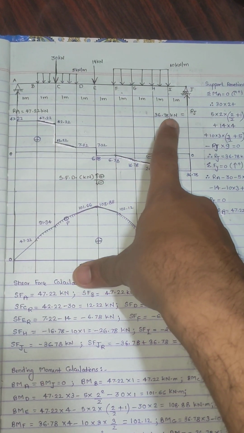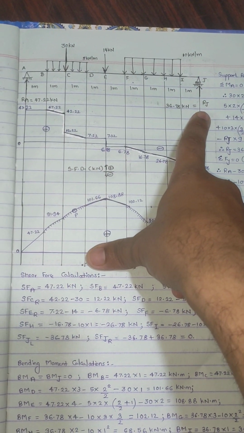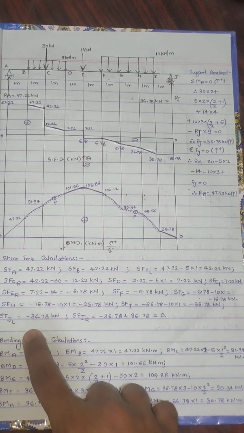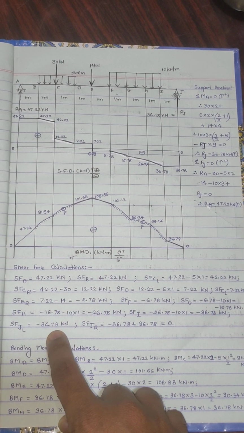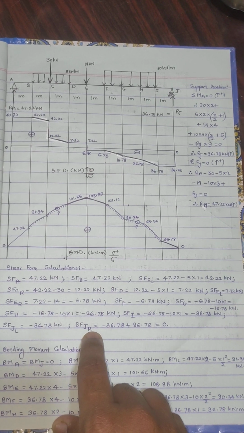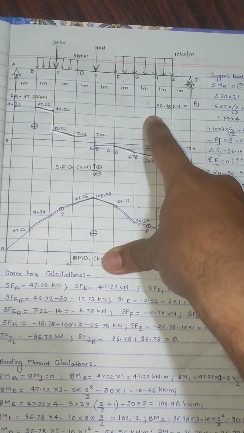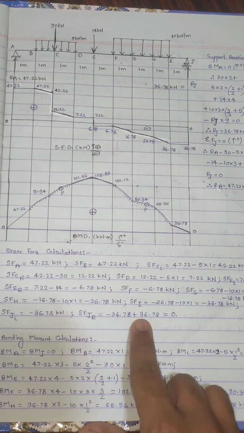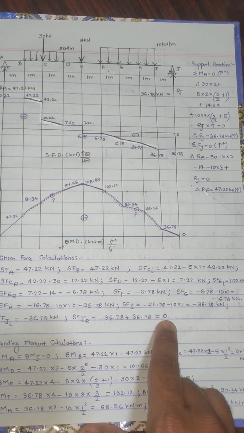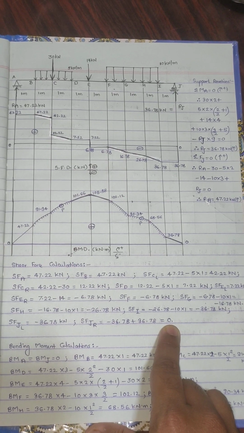Now as soon as I reach this point J, before reaching point J we would copy the same load, that is minus 36.78, and as soon as I reach point J, minus 36.78, and this reaction at J, plus 36.78, will neutralize it and give you value 0. Then that means it is correct.